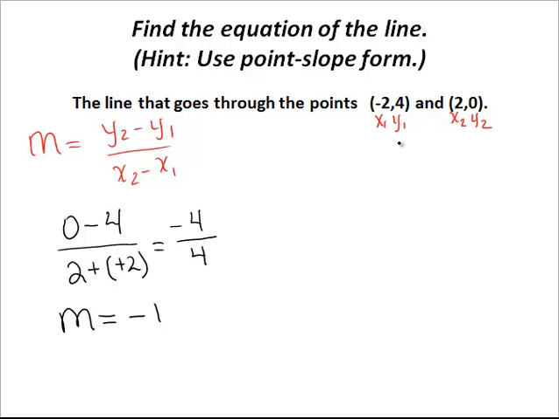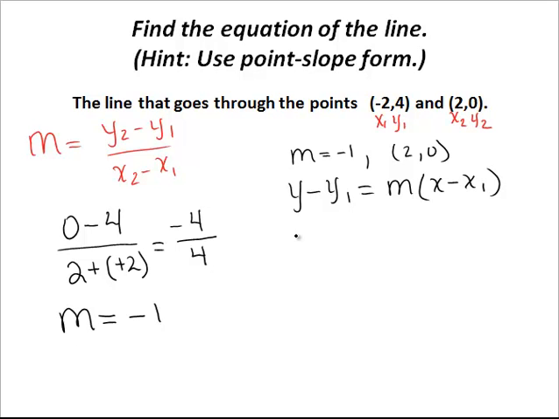So you can pick any one of the 2 points that's given. I'm going to pick the second point, 2, 0, because we'll see how it'll make it a little bit easier for us. We then have our slope of -1, so I'm going to write that down, and our point, which is 2, 0. Recall the point slope form being y minus y1 equals m times x minus x1.